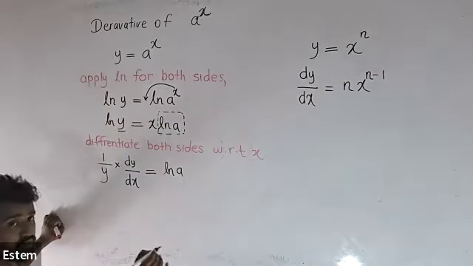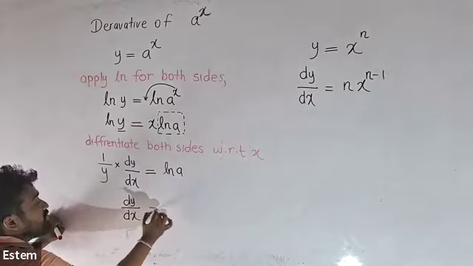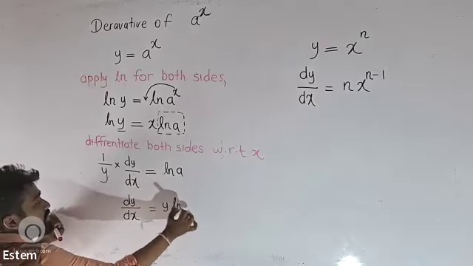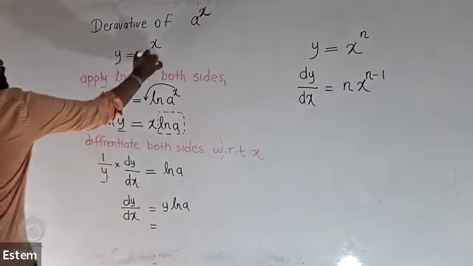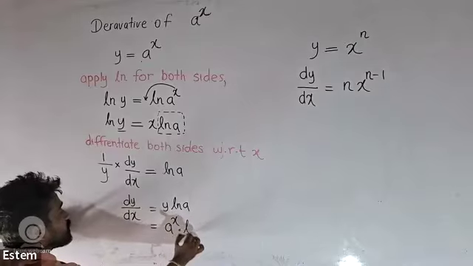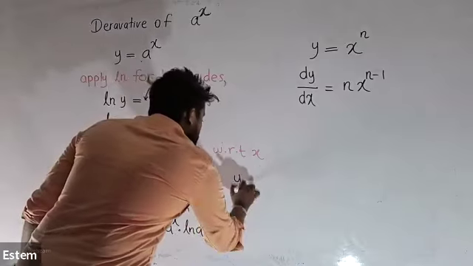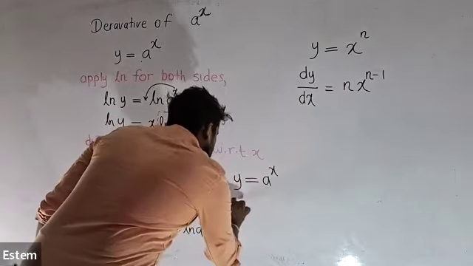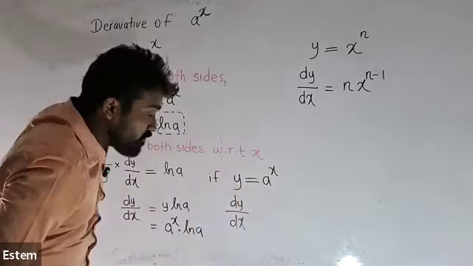Then our purpose is to find dy over dx. dy over dx can be obtained by multiplying y into here, so y ln a. We know y is a to the power x, so the answer is a to the power x into ln a. So if y equals a to the power x, you should follow these steps.